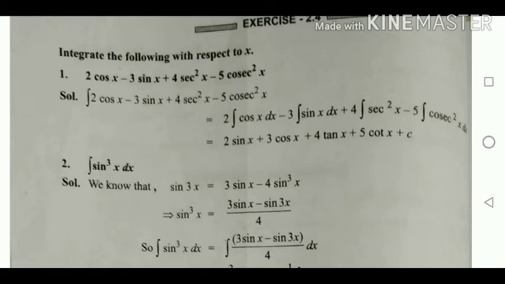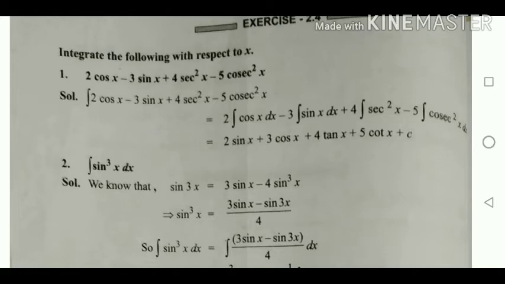Cos x is integrated, we get sin x, whereas sin x is integrated, we get minus cos x. So this is the formula before the exercise. All the formulas are given. That is in the 2.4 example sum.